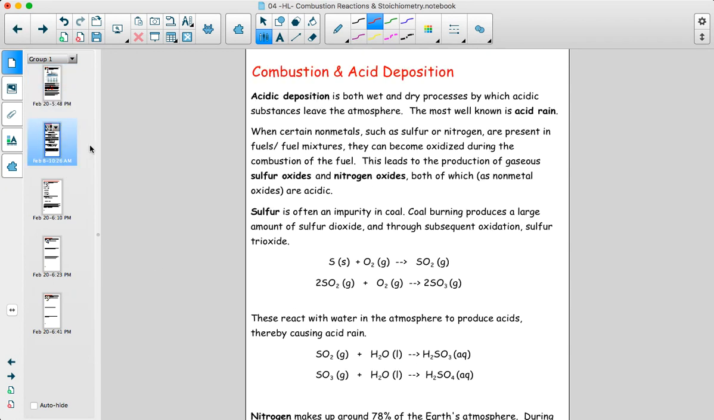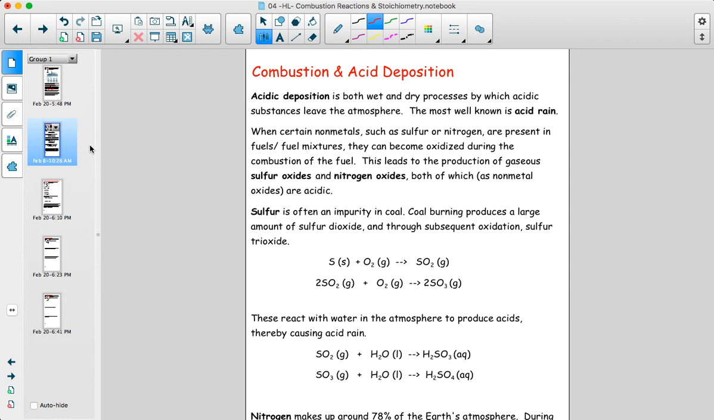While we're on the topic of combustion, I think it's important to bring up the topic of acid deposition. Acid deposition is part of the acid-base topic, and it is any sort of wet and dry process by which acidic substances leave the atmosphere. The most well-known by far is acid rain. So if you have rain that has a pH below 5, which is, a normal rain has a pH of around 5.6. So if you have more acidic rain than that, then you could classify it as acid rain.